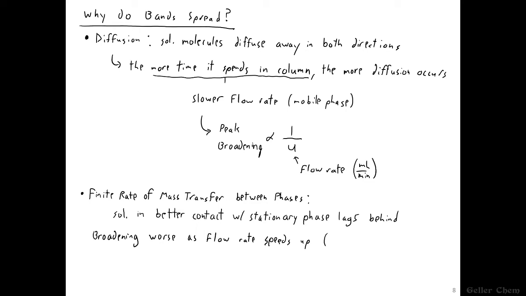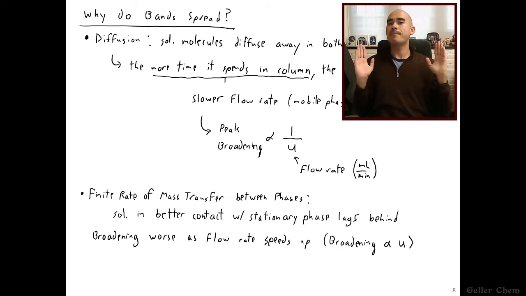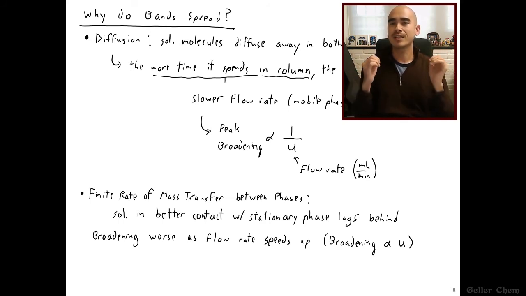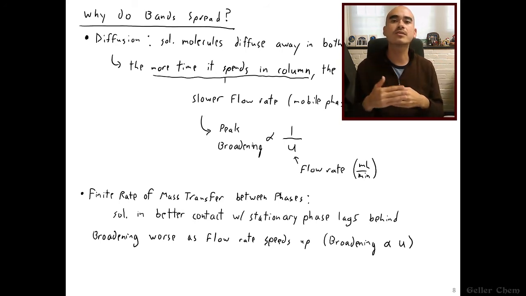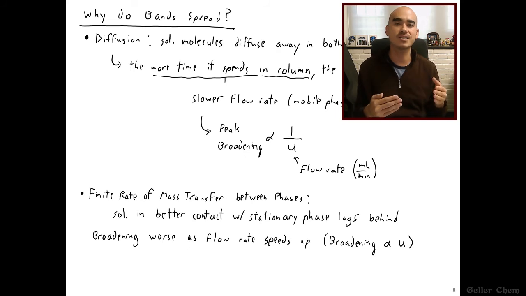In other words, broadening is directly proportional to flow rate. Now let's take a step back, look at these two mechanisms for broadening, and realize that we have an issue. First, let's recall that we don't want peak broadening. Broader, wider peaks lead to worse resolution. This in turn leads to a more difficult, if not impossible, analysis further down the road.